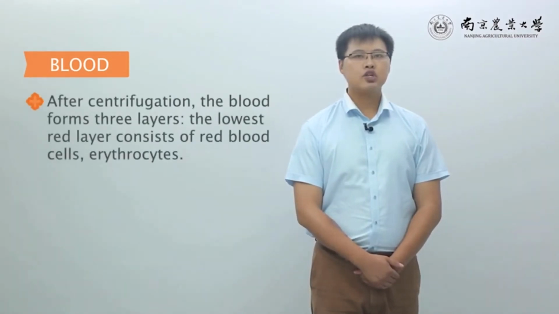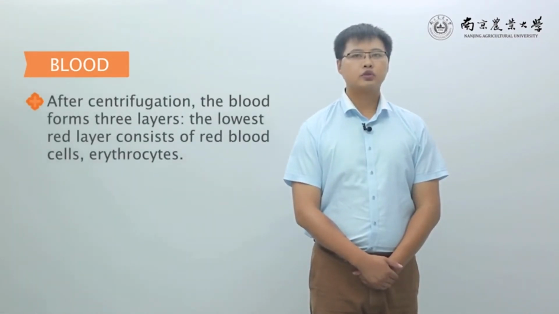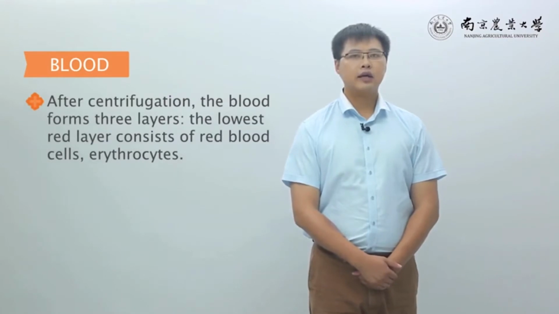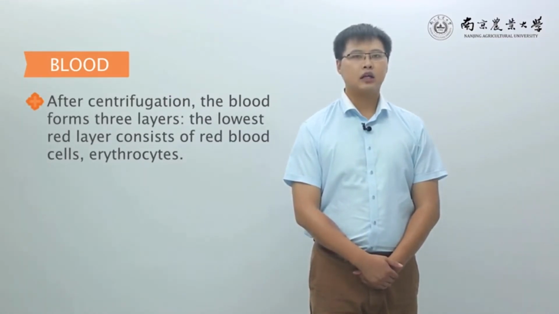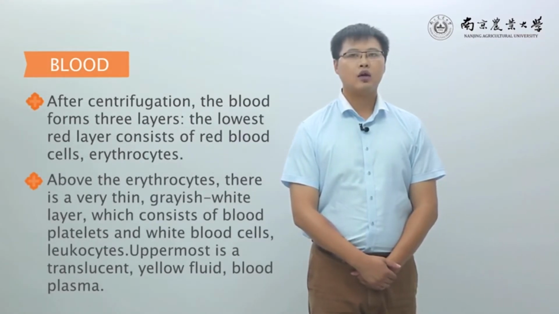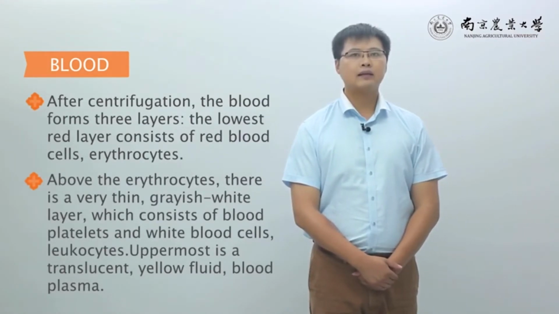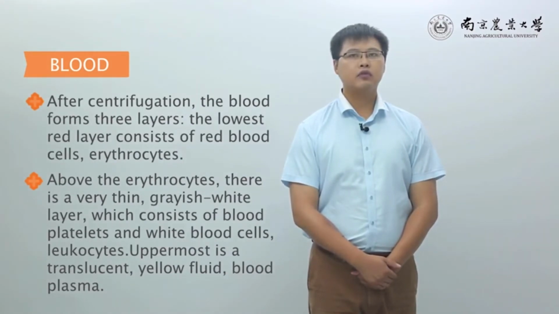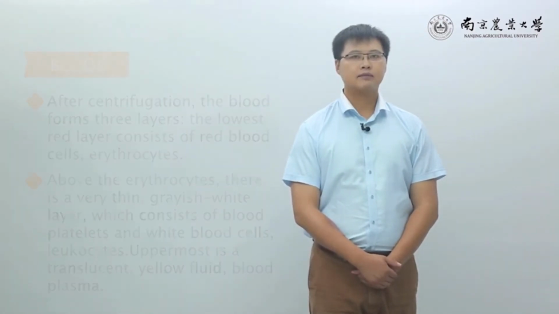After centrifugation, the blood forms three layers. The lowest red layer consists of red blood cells, erythrocytes. Above erythrocytes, there is a very thin grayish-white layer, which consists of blood platelets and white blood cells, leukocytes. Uppermost is a translucent yellow fluid, blood plasma.